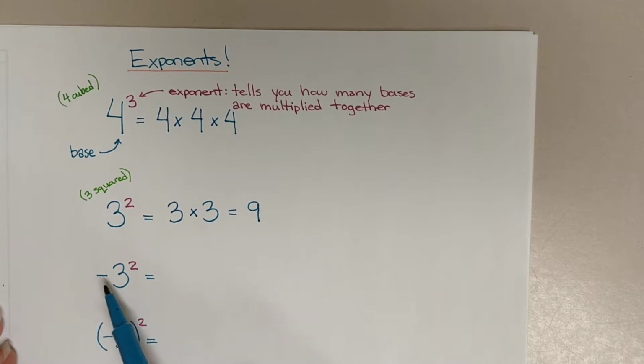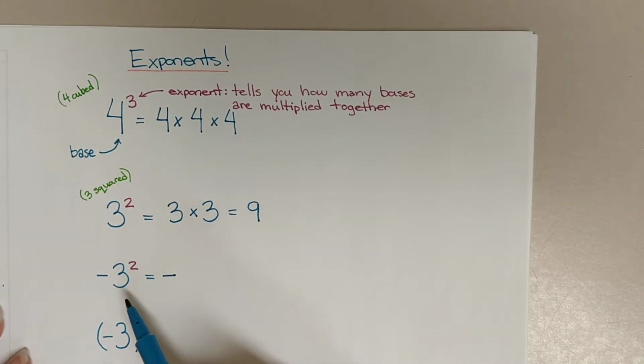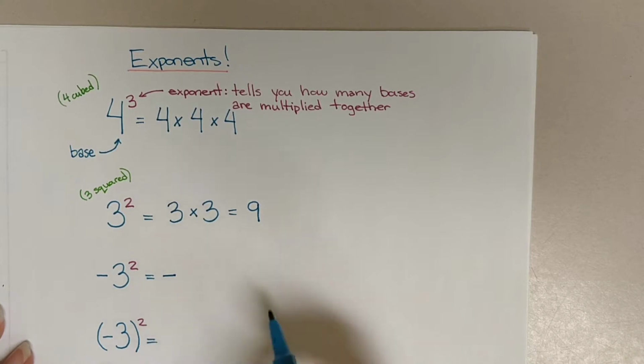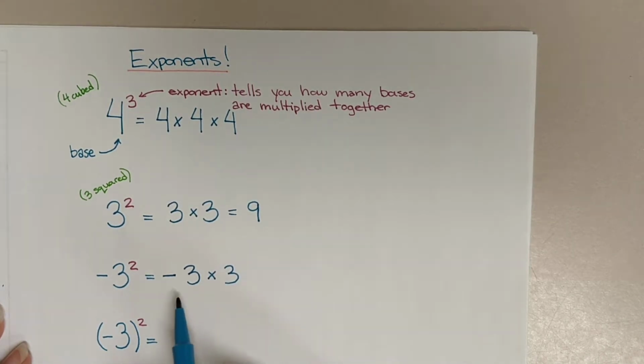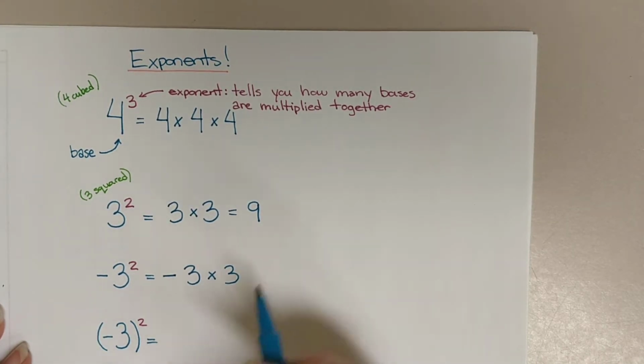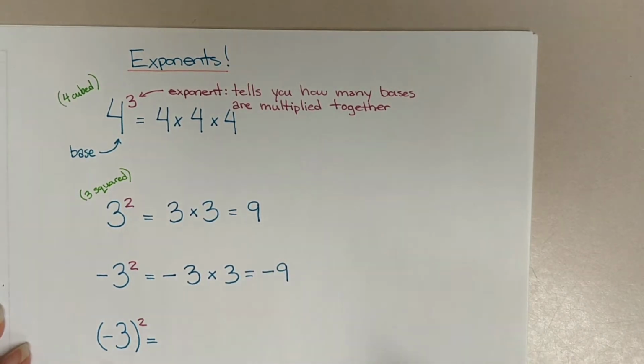Next, we have -3 squared. Now, when you have an exponent, it only applies to the thing that it's touching. So in this case, it only applies to the 3. It does not apply to that negative symbol. So we're going to just write that negative out in front, and then we're going to write 2 bases. So we have 3, 3. We multiply them together. So this is -3 times 3. That's going to give you -9.